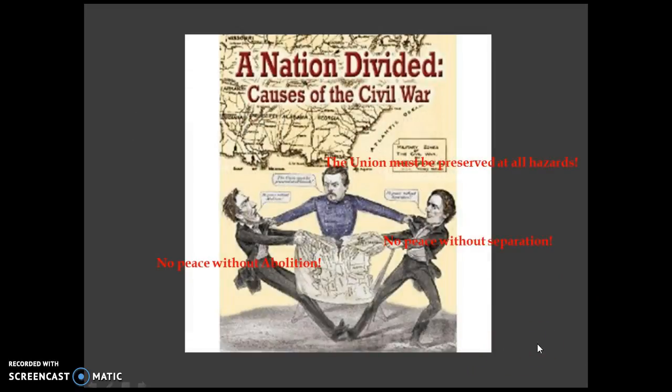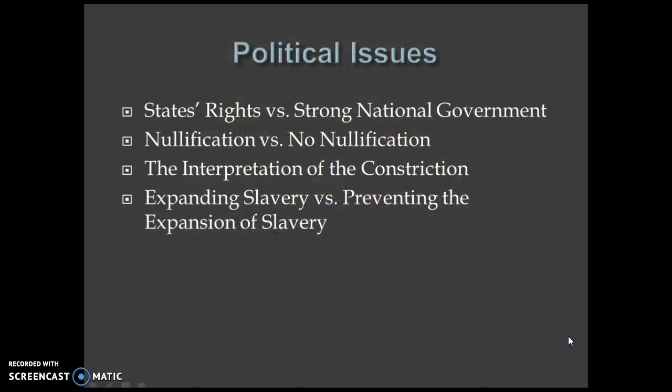This is just a little image here to show you guys some issues that they were fighting over. And it's hard to see that red there. No peace without separation, no peace without abolition. The Union must be preserved at all hazards. So you can see the North and the South just had differences of opinions over the direction of the country. So that's going to divide the nation tremendously.